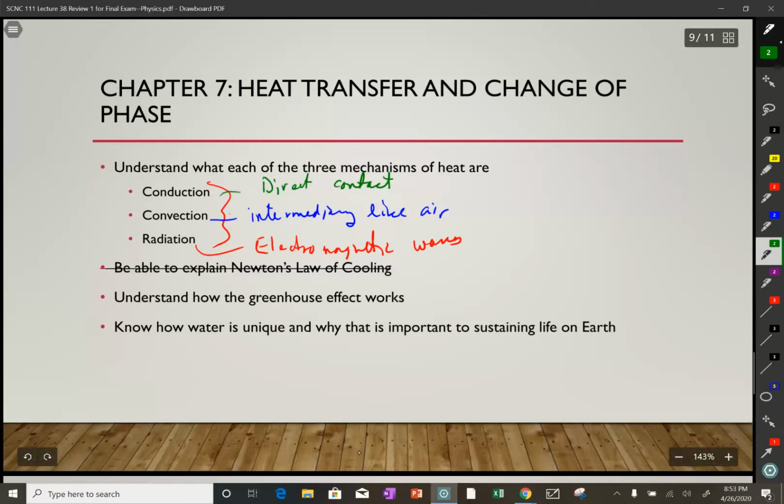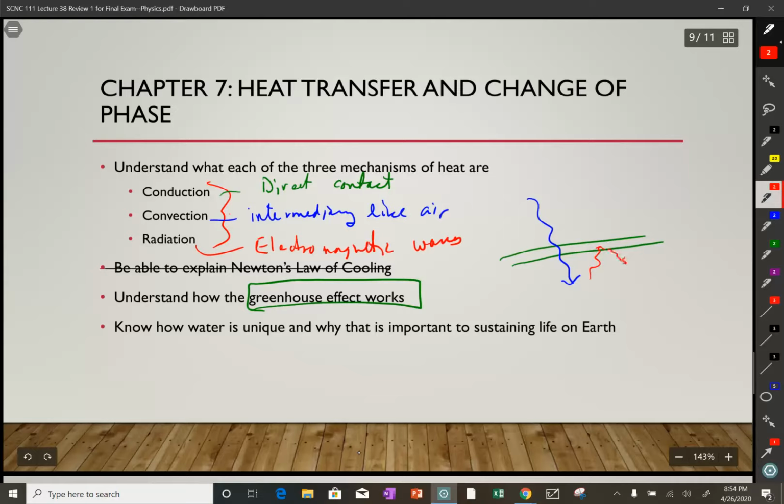The greenhouse effect. We did a whole lab on the greenhouse effect. The basic rules for the greenhouse effect is you have a layer. In a greenhouse, it's glass. In the atmosphere, it's greenhouse gases like water vapor. And they allow visible light. I'll use blue for visible light. They allow visible light to go through, but infrared light gets absorbed.